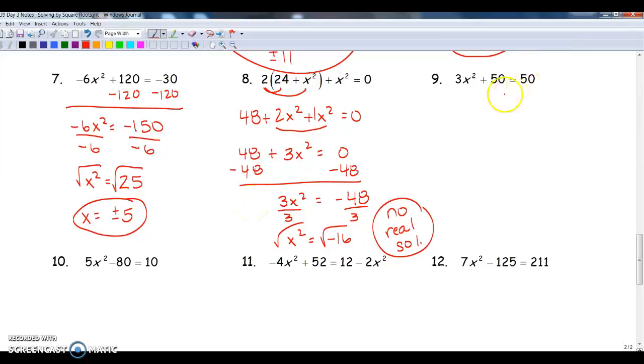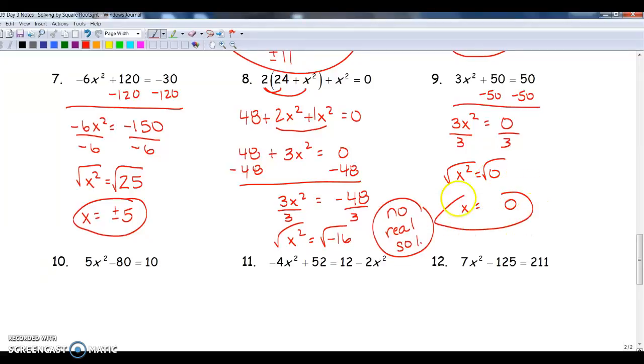Let's look at 9 real quick. With 9, if you minus 50 from both sides, to start you get 3x squared equals 0. Divide by 3 on both sides, you're going to get x squared equals 0, and then you're going to square root it. Now the square root of 0 is 0. This is the only time where you won't need a plus or minus, because 0 can't be positive or negative, it's just 0. And that's kind of how that one works.